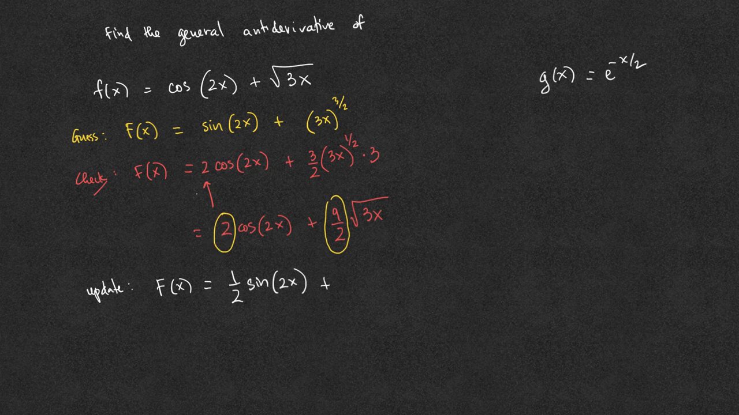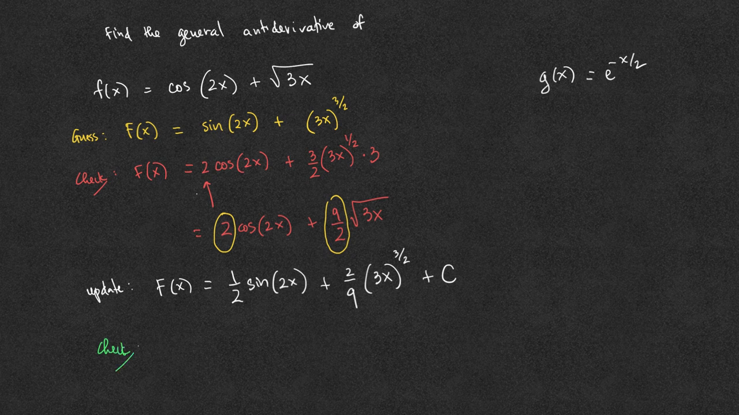Similarly, we don't have the factor 9 over 2 in our initial guess, so we would multiply our initial guess by a constant multiple of 2 over 9, the reciprocal. Our guess is still 3x raised to the power 3/2 plus c, a constant for the general antiderivative.